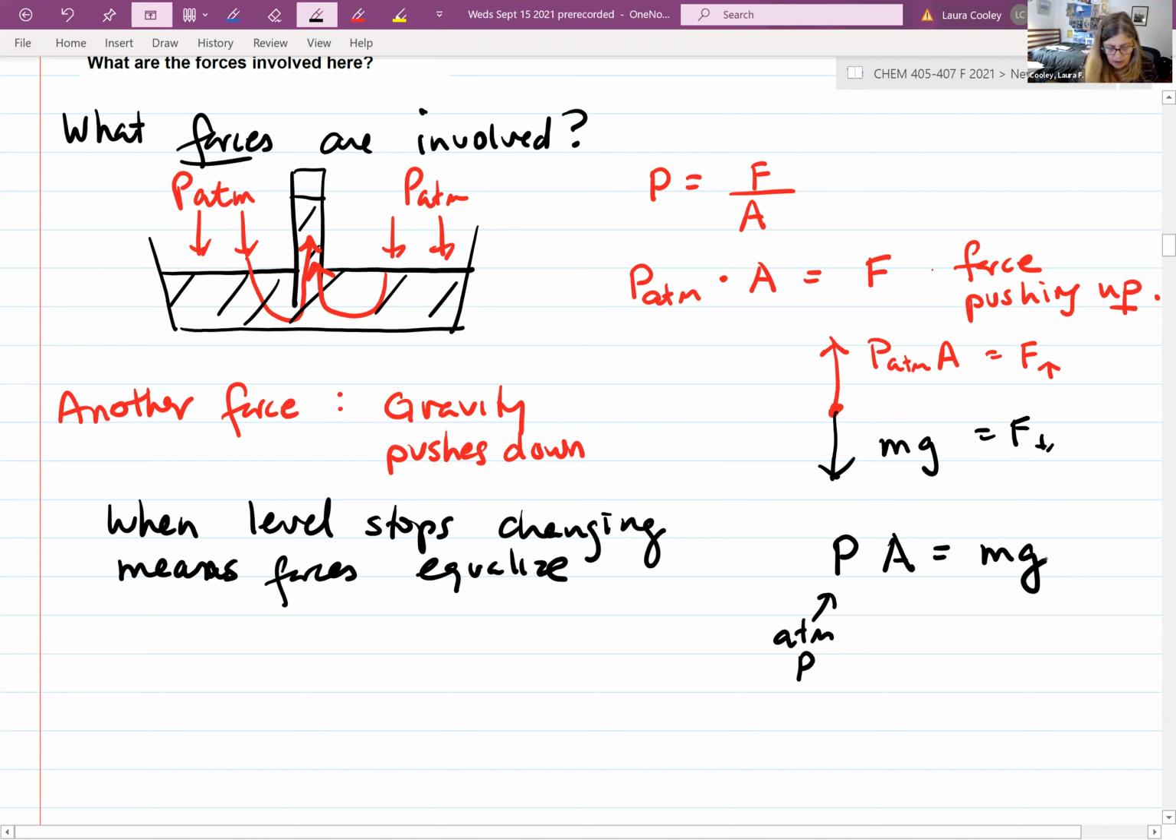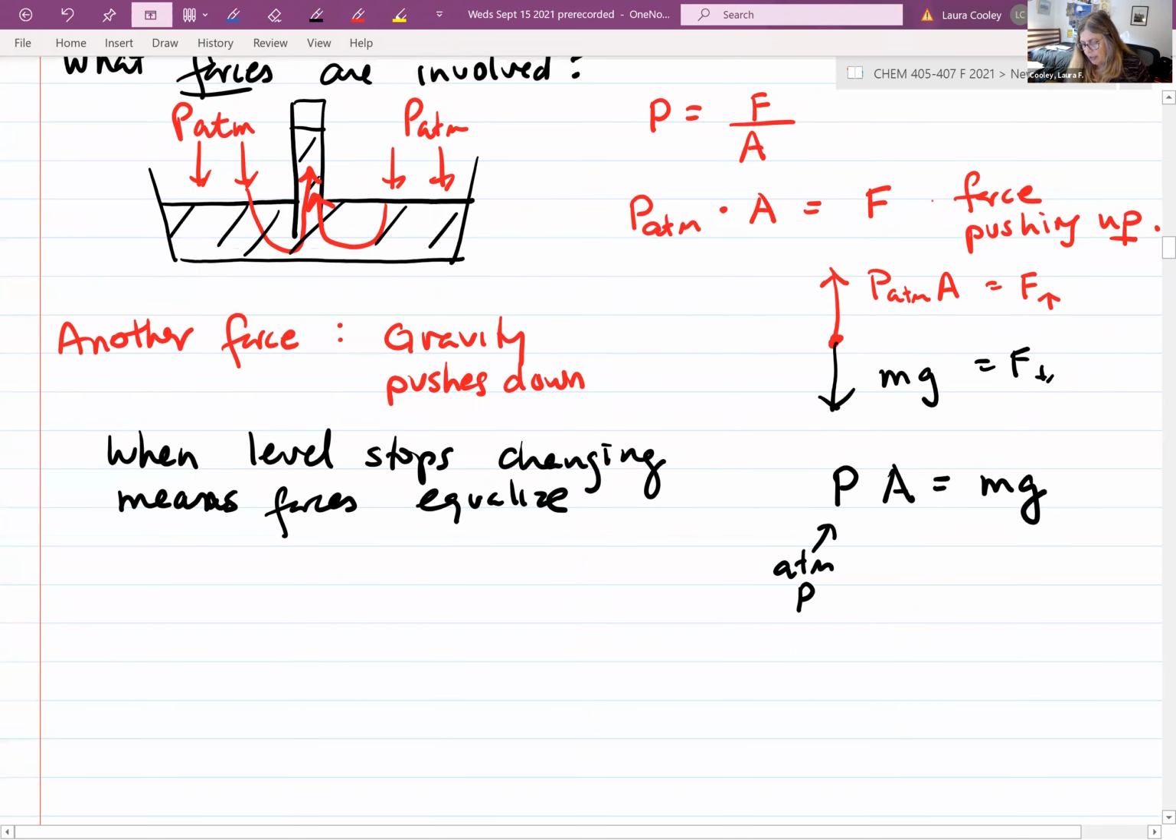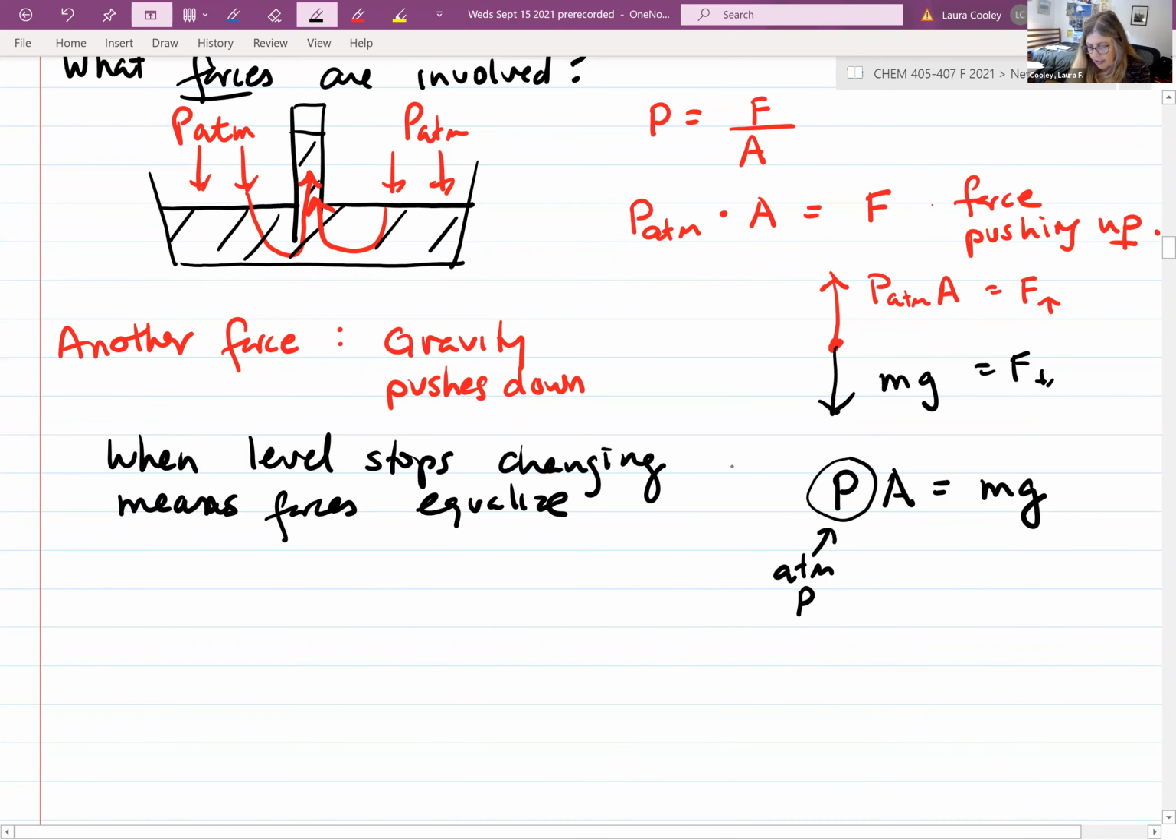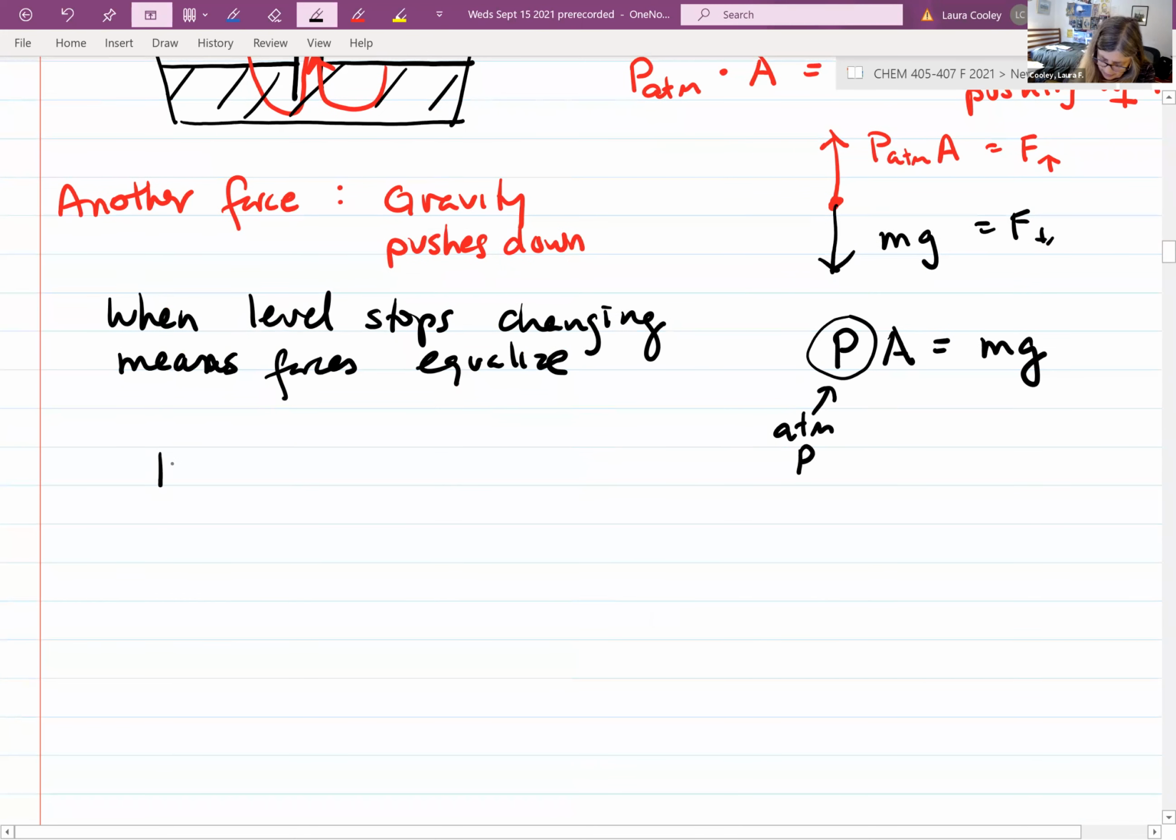Okay. And so what I'm going to do is find a relationship between the pressure exerted by the atmosphere and the height of the mercury column. Now, how am I going to do that? So let me show you how I can arrange this. I want to get the height of the column in here.